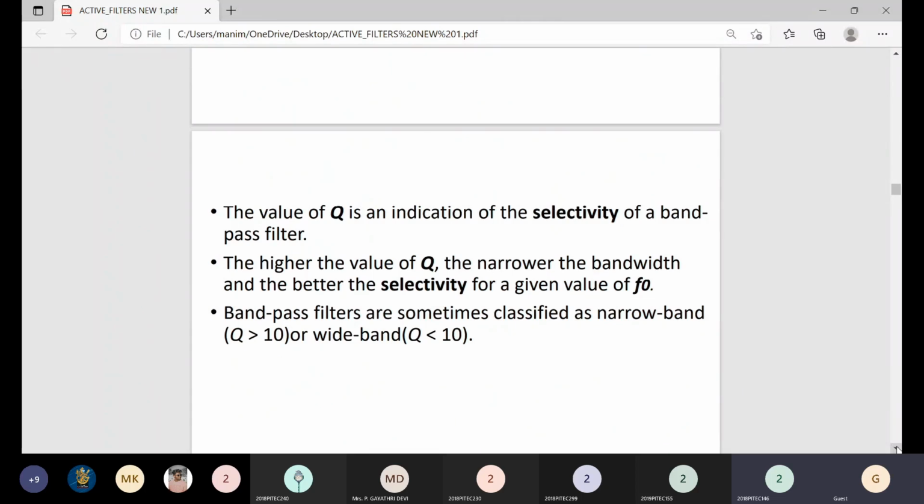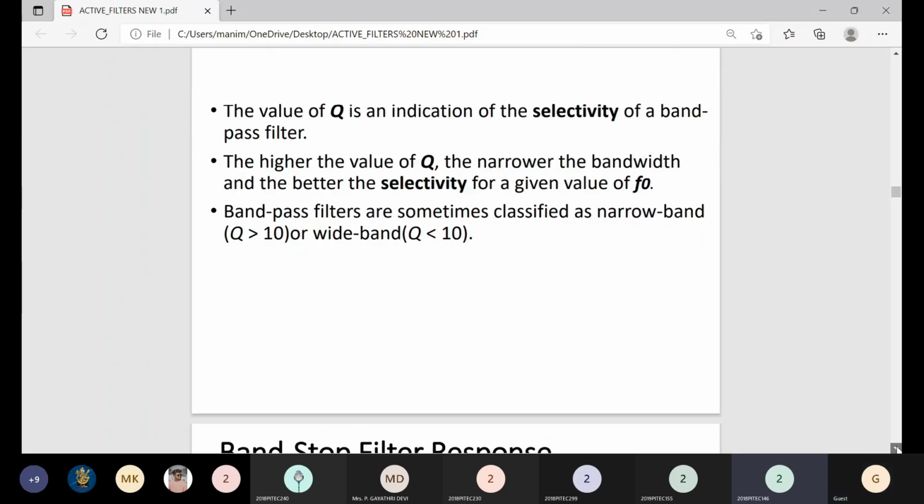Depending upon the quality factor, the band pass filter can be a narrow band pass filter or a wide band pass filter. A quality factor greater than 10 means it is a narrow band pass filter. A quality factor less than 10 means it is a wider band pass filter.